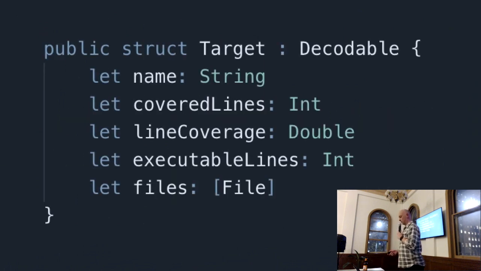This is how it works. It takes the JSON and just uses Decodable to interpret that JSON. This is the target structure. The project structure is similar. The file structure is basically identical to this, except it doesn't have an array of files in it.